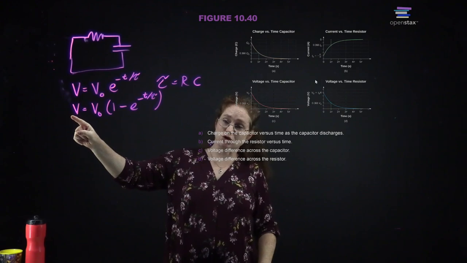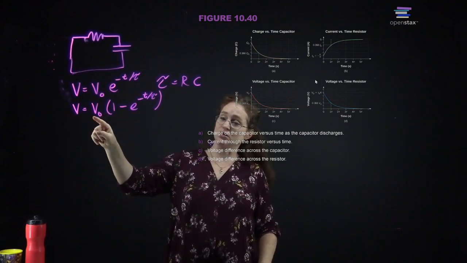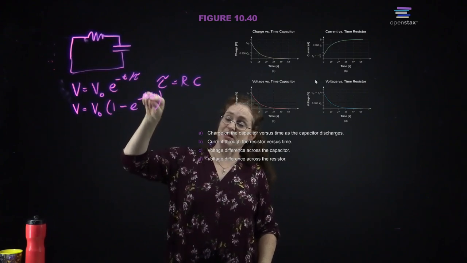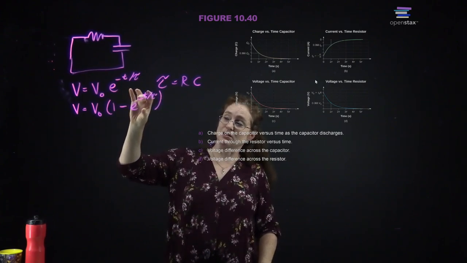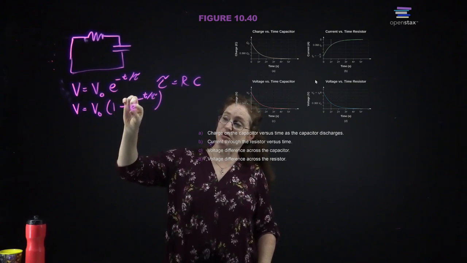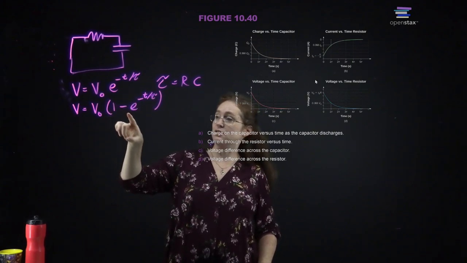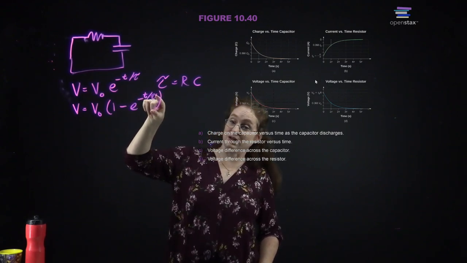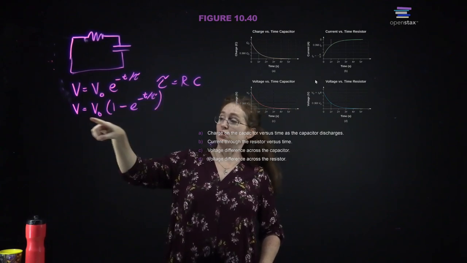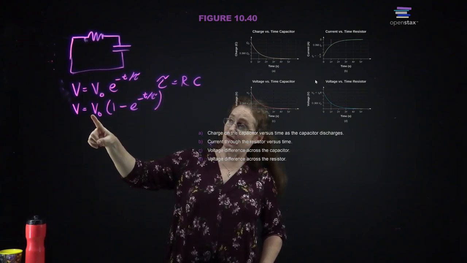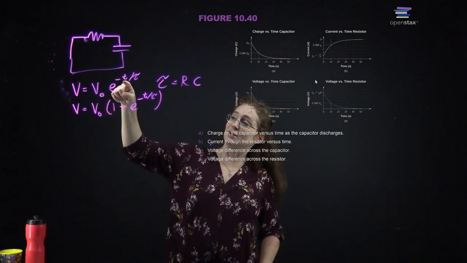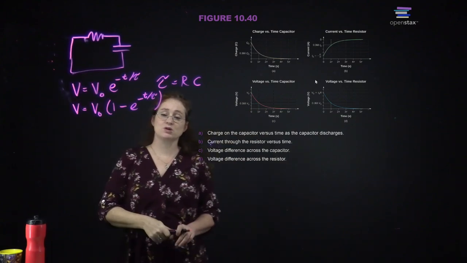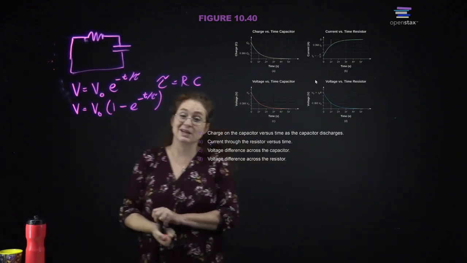So if something is charging, you need the solution that works at the limits. When t goes to zero, this is e to the zero, so this is one. When t goes to infinity, this gets very large, so this goes to zero, so you end up approaching V naught. So you just want to think about which is the right answer for your particular problem.